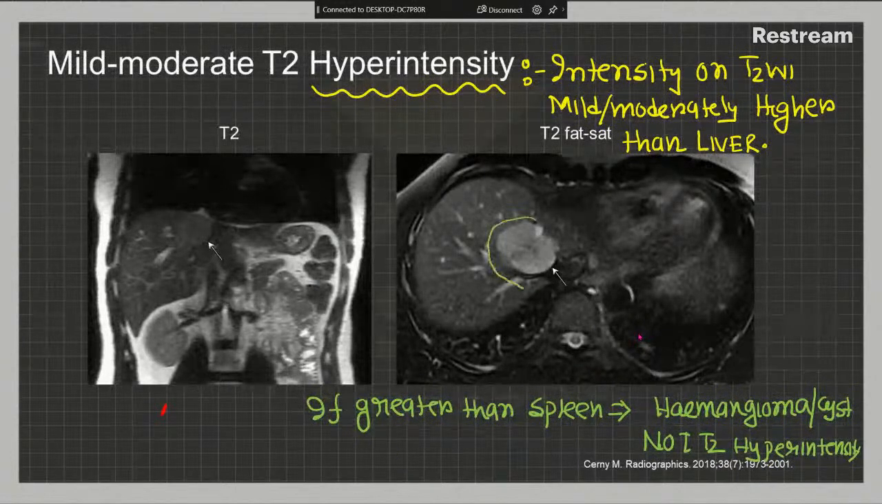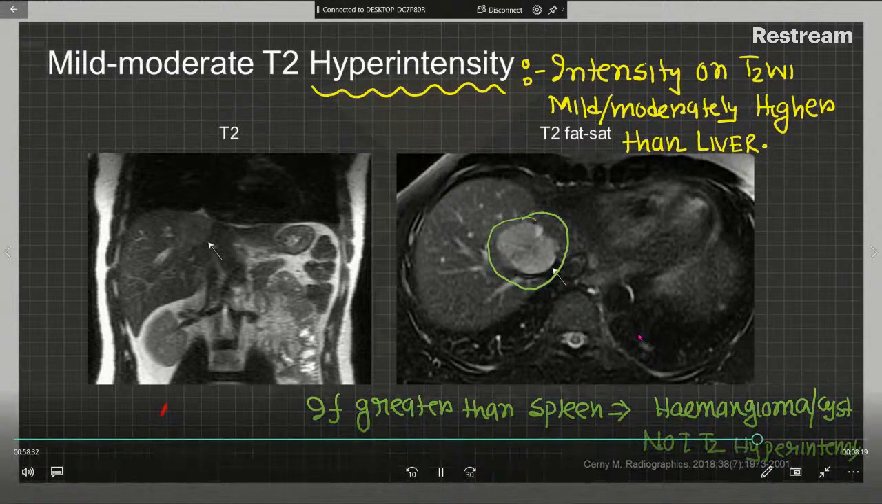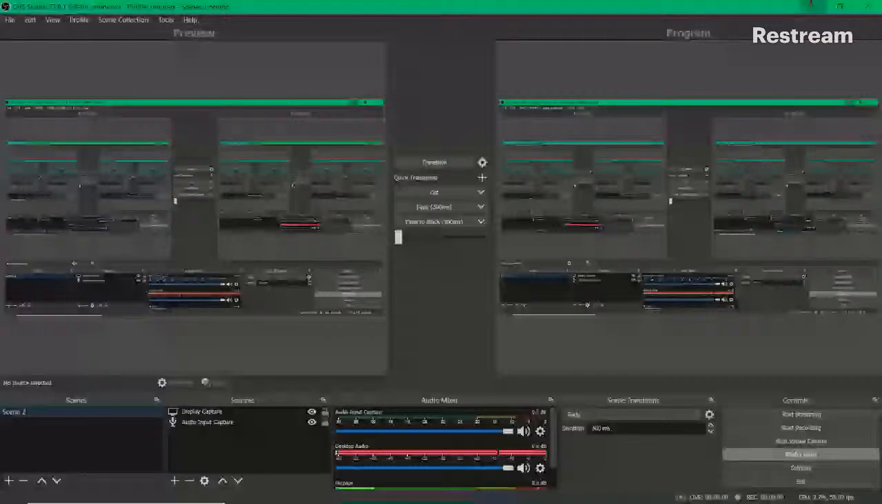T2 hyperintense. Usually hepatocellular carcinoma is T2 hyperintense. But if the lesion is even more hyperintense than the spleen, then you should consider that it is not hepatocellular carcinoma. It may be a cyst also. So always try to compare it with the spleen. It should be hyperintense, but not more than the spleen. If it is more hyperintense than the spleen, then a T2 hyperintense cyst can also occur.